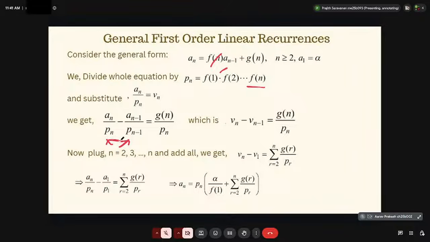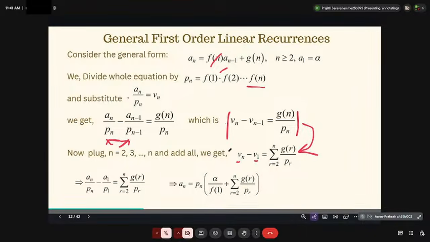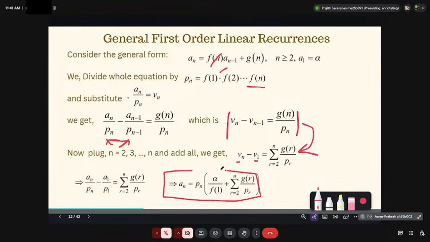So again, we'll substitute Vn, we'll get this, and then we'll do the telescopic method of adding all the terms. We'll get the first and the last terms. And you will simplify that by substituting Vn to be An by Pn, V1 to be A1 by P1. You will solve that and you will get this. G of R is again a general function which will be given in the question.